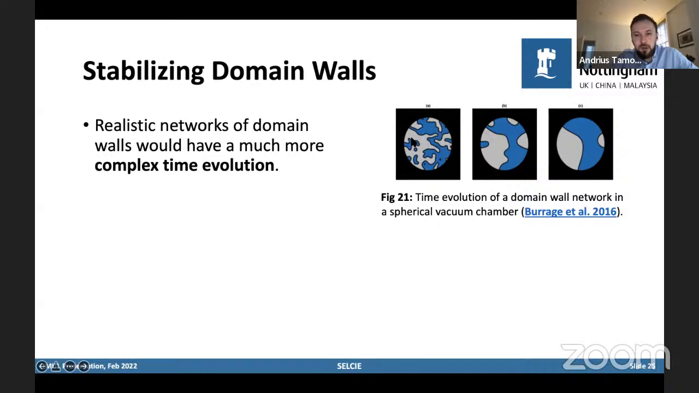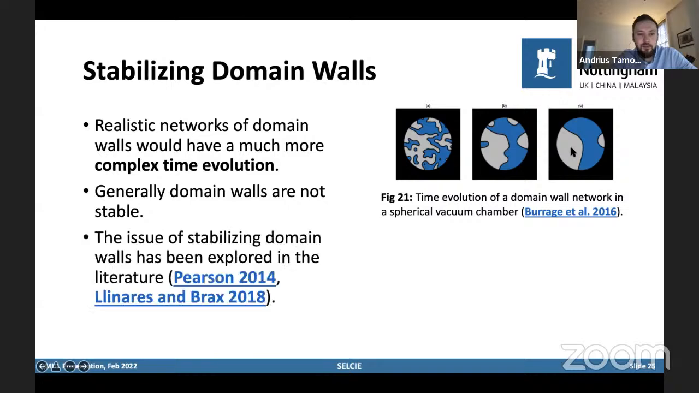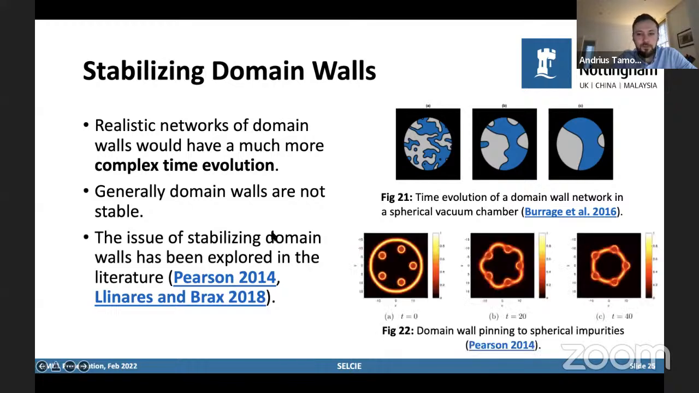So once again, we have a vacuum chamber. We're reducing the density in the vacuum chamber slowly, and the symmetron would result in these domain wall networks, basically. It would look something like that, but it would not be stable, and it would most likely decay to something like that. So generally these walls are not stable, and stabilizing them has been a question in the literature.